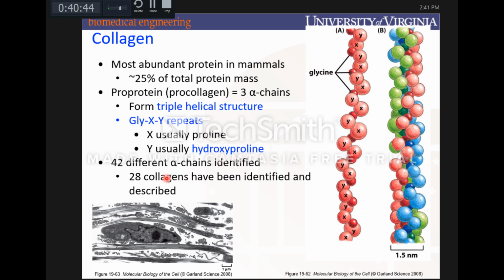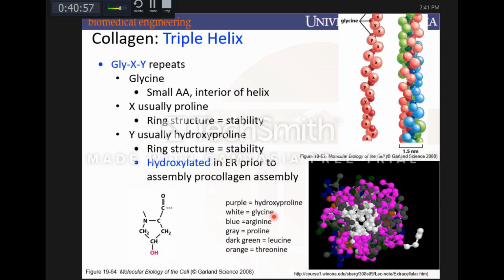So there are a dizzying number of different collagen chains. There are 42 different alpha chains, but we've only seen 28 combinations of them in vivo. To get a little bit more into the structure, I said it's a triple helix. So glycine is very small.